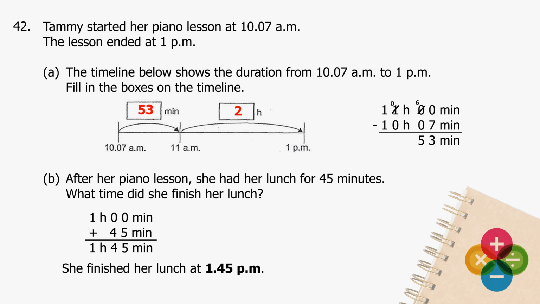The time duration between 10:07 a.m. to 11 a.m. is 53 minutes. The duration from 11 a.m. to 1 p.m. is 2 hours. Add 45 minutes to 1 p.m. Tammy will finish her lunch at 1:45 p.m.